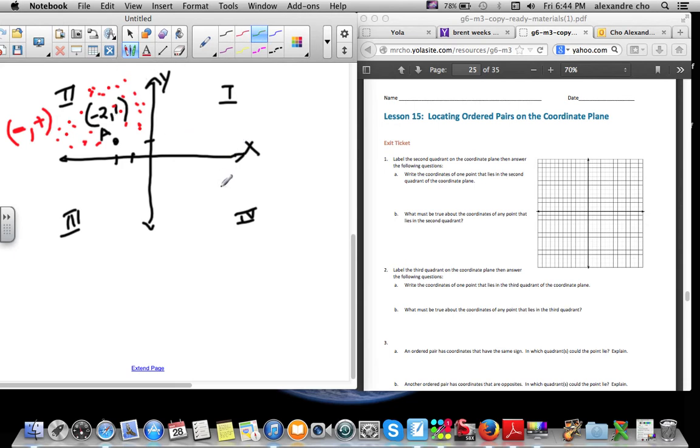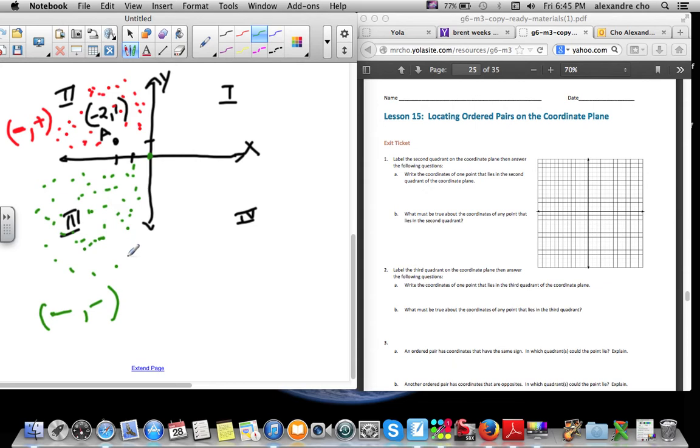Okay. So 3. An ordered pair that has coordinates that have the same. Or 2b. What must be true about the coordinates of any point that lies in the third quadrant? Well, here's the third quadrant. Any of these points. And this one, and this one, and this one. What is true about all of them? Well, if you start at the origin, to go to any of those green dots, you always have to walk left, which is negative territory. And you always have to go down, which again is negative territory. So the first number will always be negative, and so will the second number.